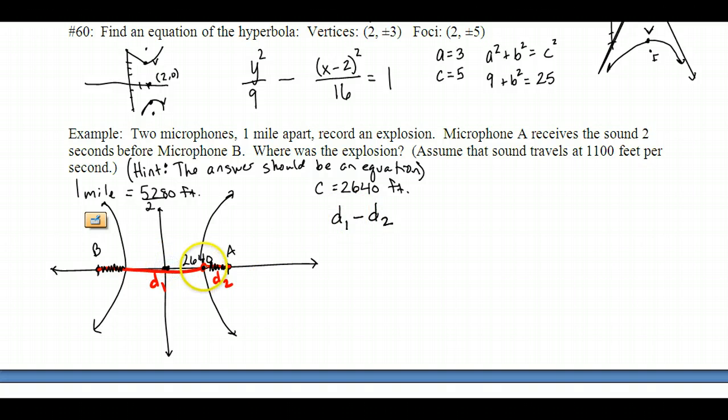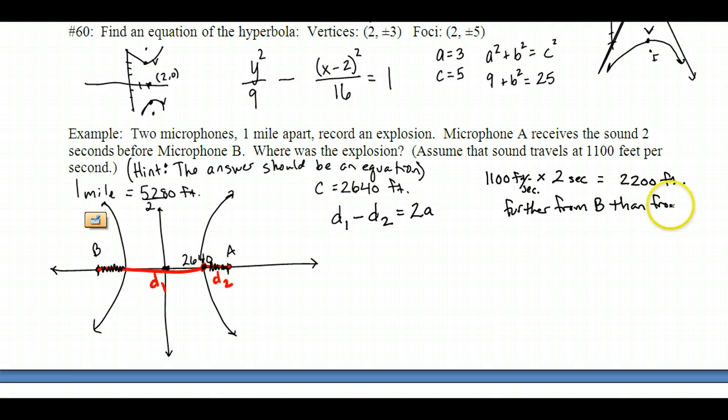Well, I know if I go from my center to my vertex, that is always A. So in this situation, this is equal to 2A. Now if we put this into account for this particular problem, sound travels at 1,100 feet per second, and microphone A receives the sound 2 seconds before B. What we can do is take that 1,100 feet times our 2 seconds. Actually this would be feet per second, so the seconds simplify out. This is equal to 2,200 feet, which means it's 2,200 feet further from B, meaning microphone B, than from A.